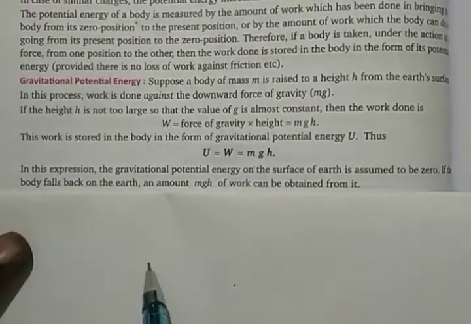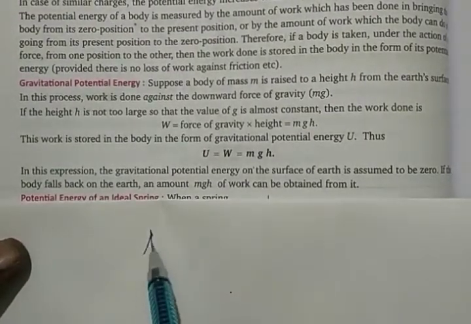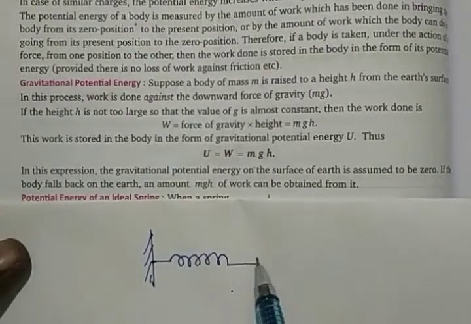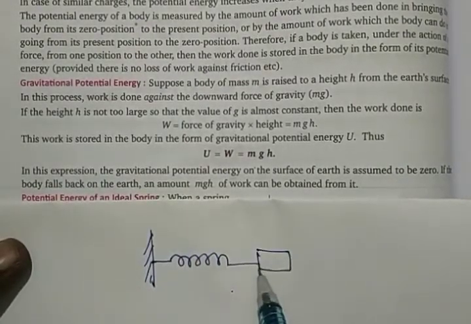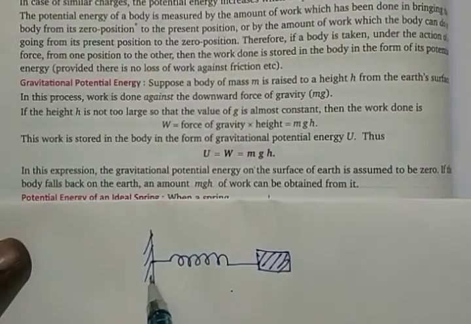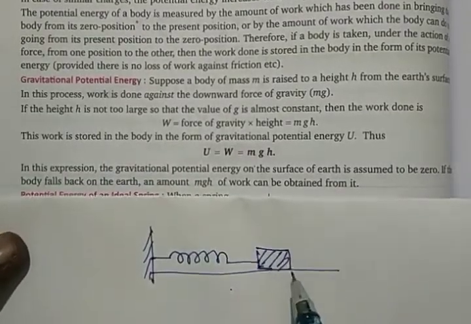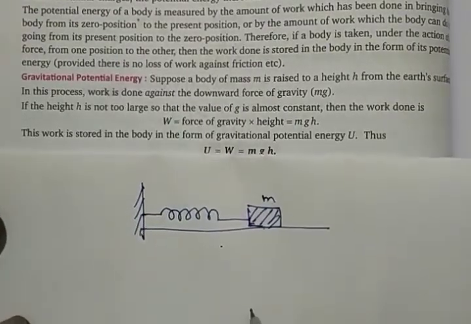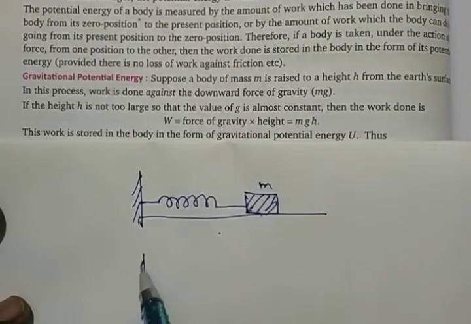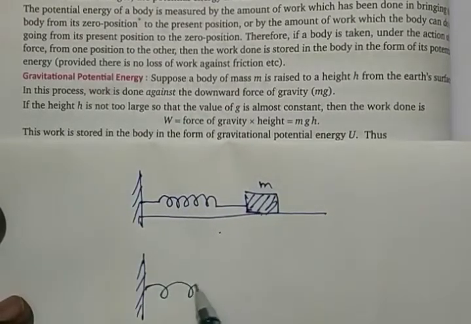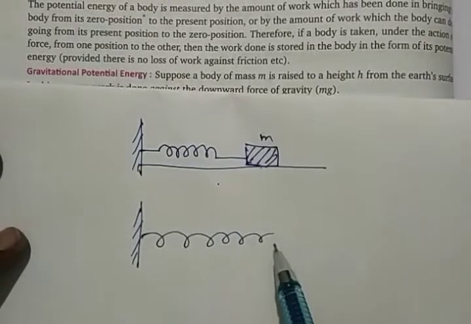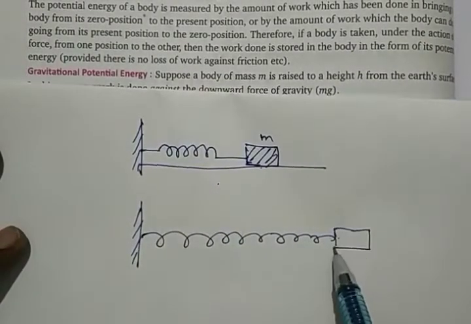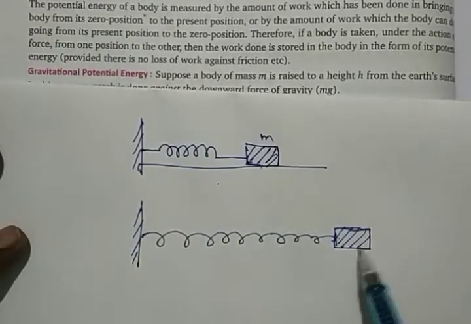There are three positions we are going to draw, and this diagram is already there in the book itself. You can see this one. There is a spring here, and there is a body which is being kept here. So this is a mass, and this body is kept here. Then, with a force, you pull this body, and the spring expands. And the body has come to this position here.